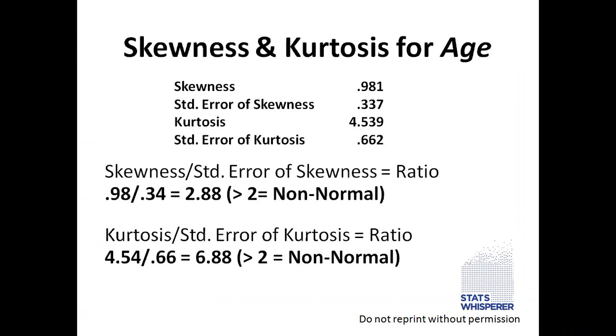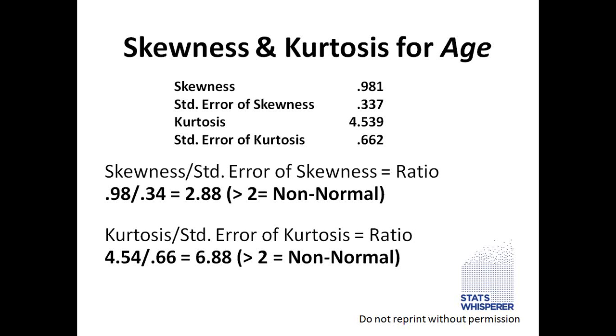So you see, all you do is divide the skewness of 0.98 by the standard error, which is rounded down to 0.34, which comes out to 2.88. If the skewness can't be twice the standard error, then this is not normal. The same with the kurtosis. You got your kurtosis, which you rounded to 4.54, over 0.66, and it's 6.88, which is very non-normal, right?